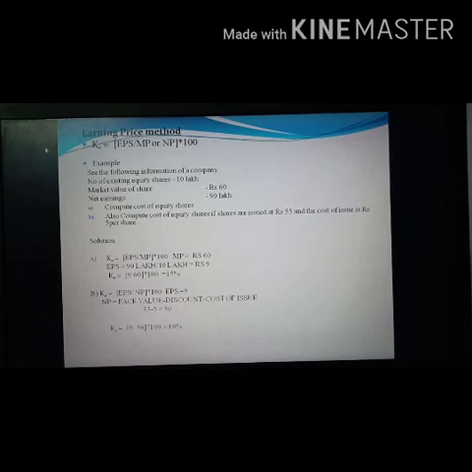Now we have all the values, just substitute, that is KE is equal to the EPS that is already computed, 9 divided by 50 into 100, we will get the answer 18%. So this is all about the earning price method.